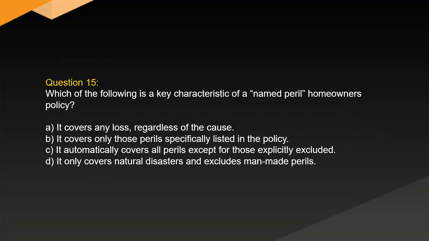Question 15. Which of the following is a key characteristic of a named peril homeowner's policy? A. It covers any loss, regardless of the cause. B. It covers only those perils specifically listed in the policy. C. It automatically covers all perils except for those explicitly excluded. D. It only covers natural disasters and excludes man-made perils.